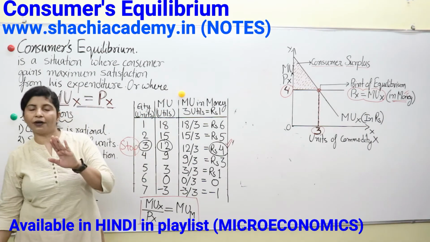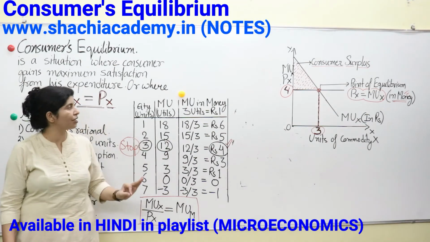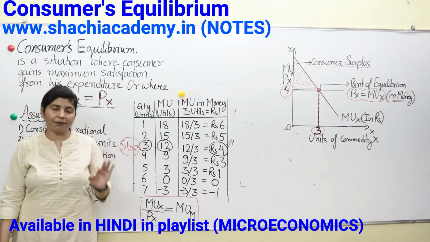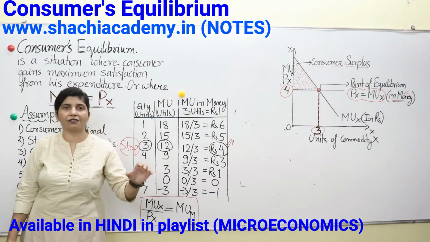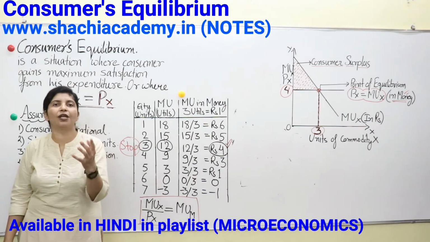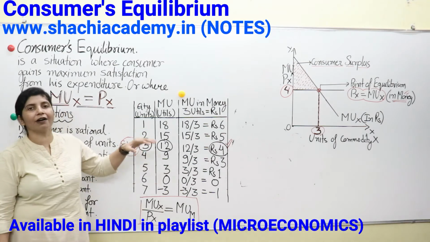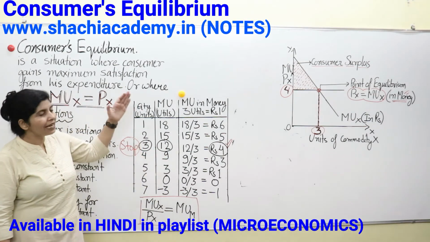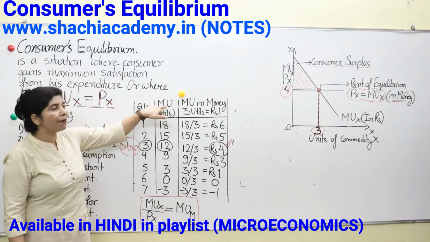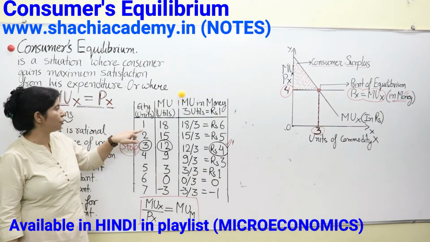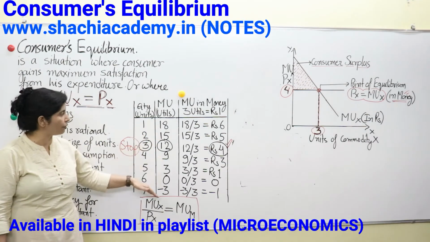What is utils? We have already explained in our video. Utils is the unit in which we measure our utility. It's like any international unit we use. For instance, for weight we use kilogram, ton, milligram, gram, and for length we use meters, centimeters. In the same manner, utility is measured in utils. So our marginal utility is given in utils. For the first unit I am getting 18 utils, second I am getting 15 utils, and so on.